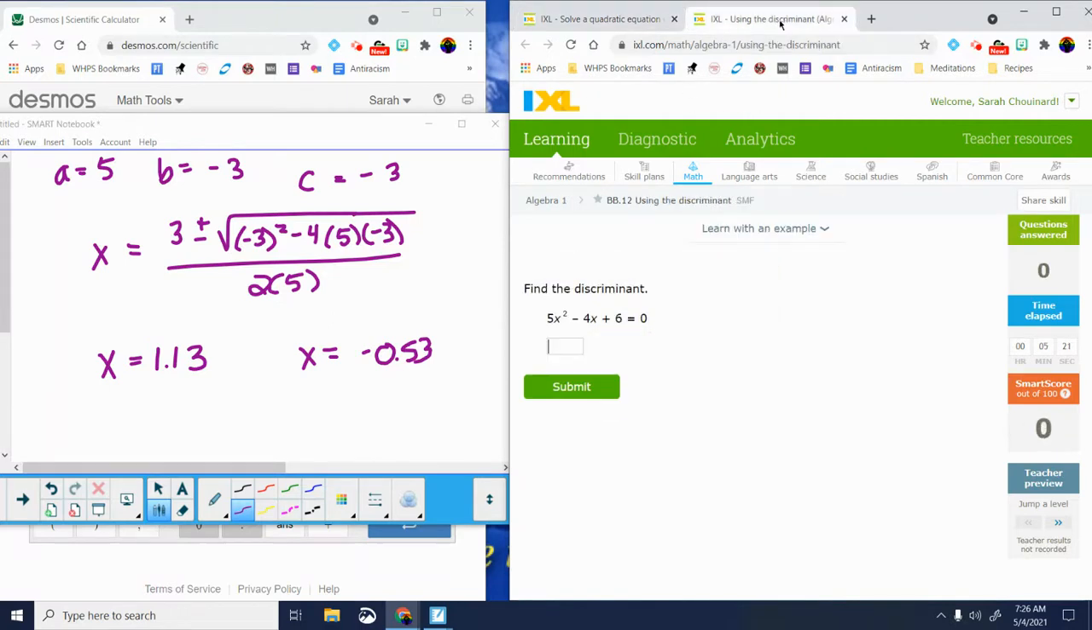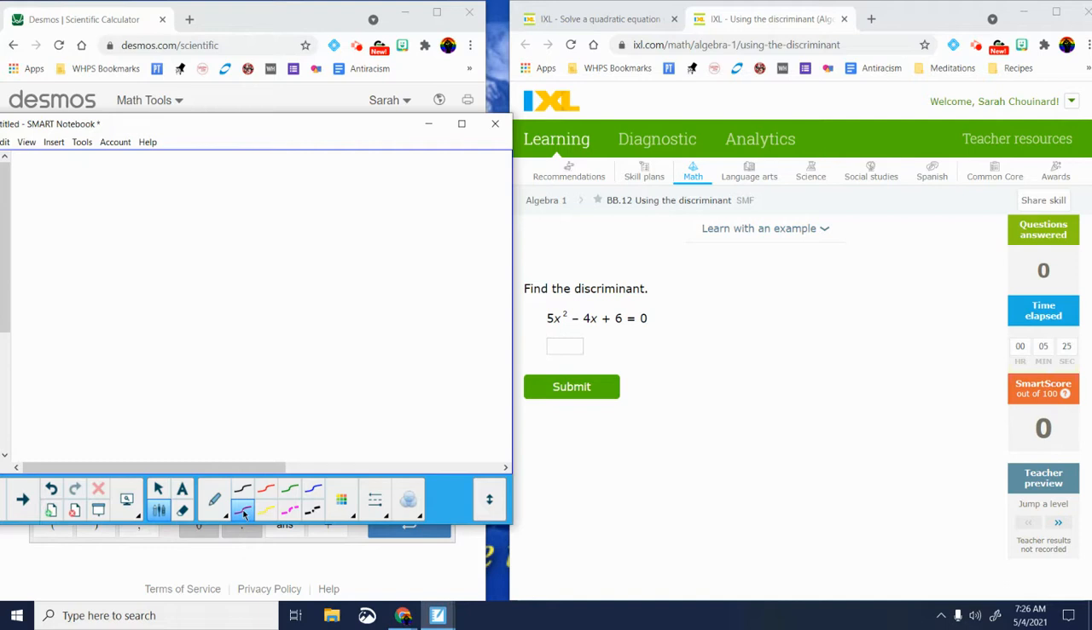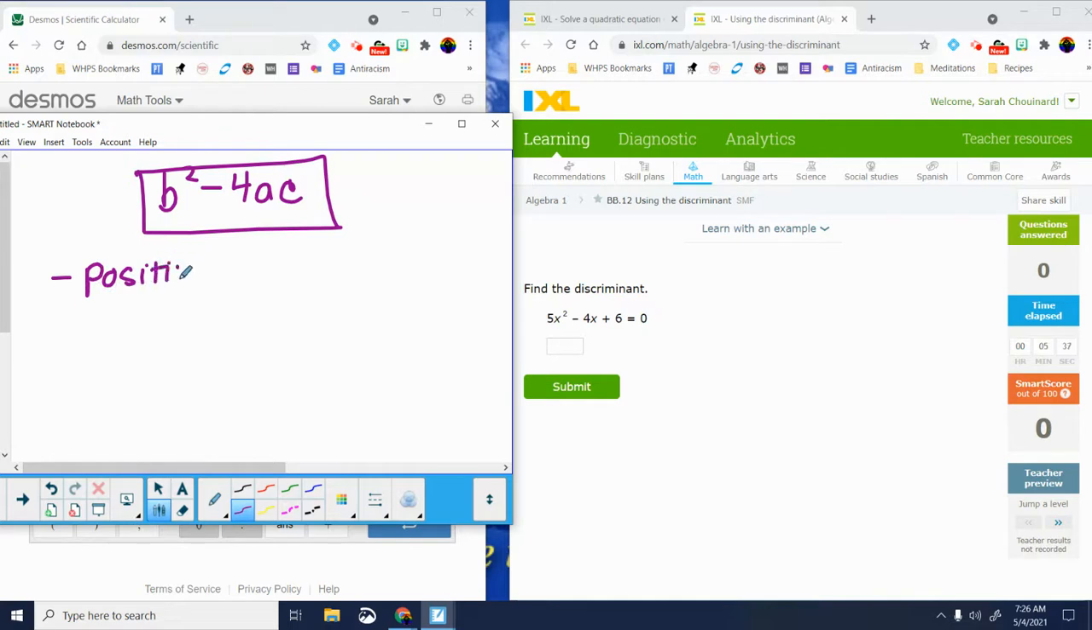Awesome. Okay. The next piece I want to look at is the discriminant. The discriminant is the part underneath the square root of the quadratic formula. So b squared minus 4ac. When it's positive, so if I plug in b, a, and c, and I get a positive number, that tells me there are going to be two real solutions.